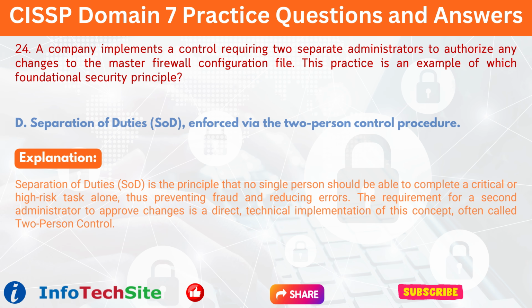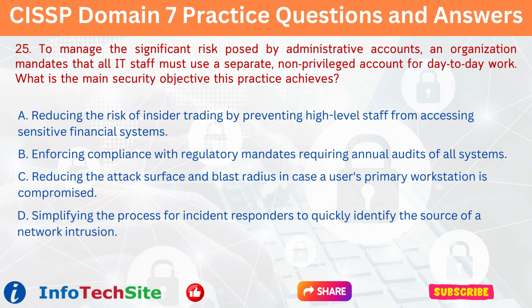The correct answer is D. Separation of duties, SOD, enforced via the two-person control procedure. Explanation. Separation of duties, SOD, is the principle that no single person should be able to complete a critical or high-risk task alone, thus preventing fraud and reducing errors. The requirement for a second administrator to approve changes is a direct, technical implementation of this concept, often called two-person control.